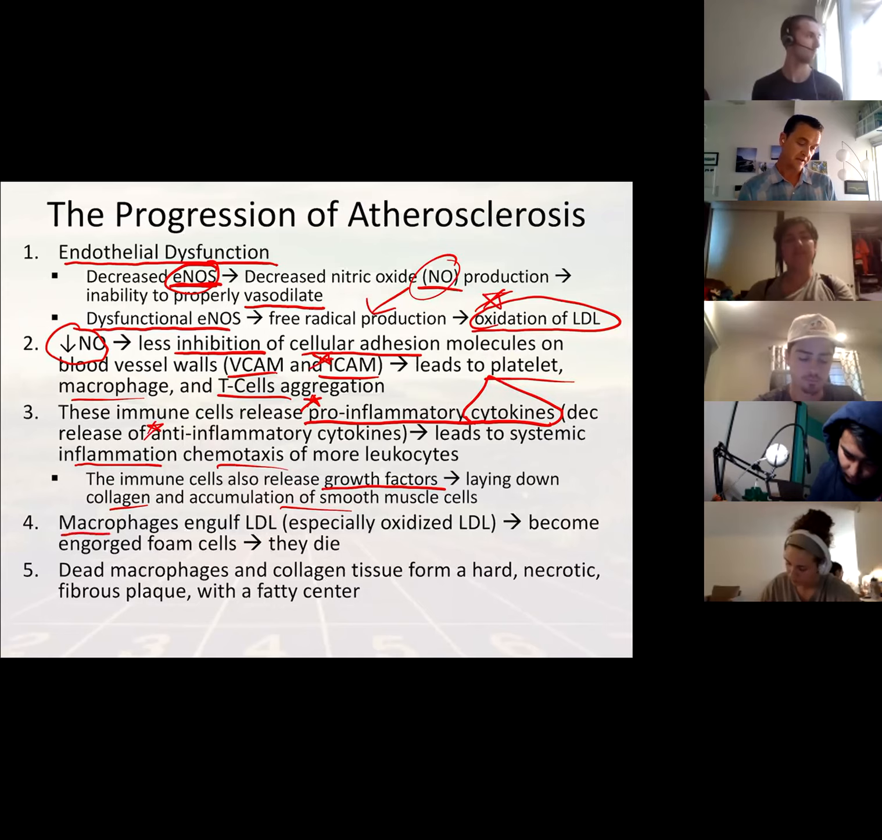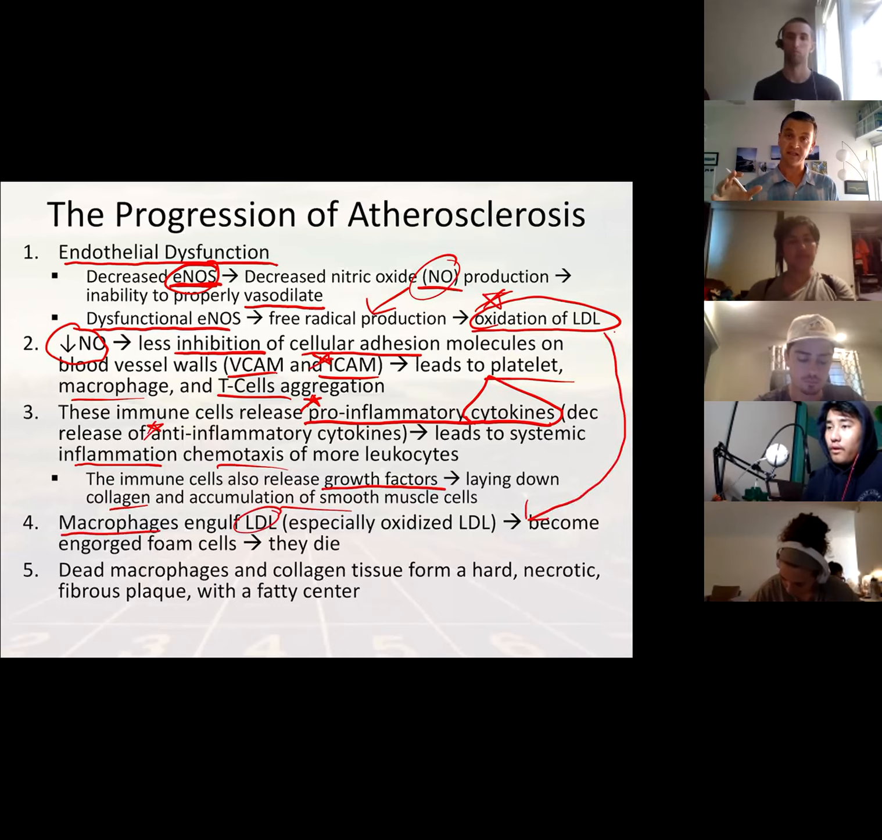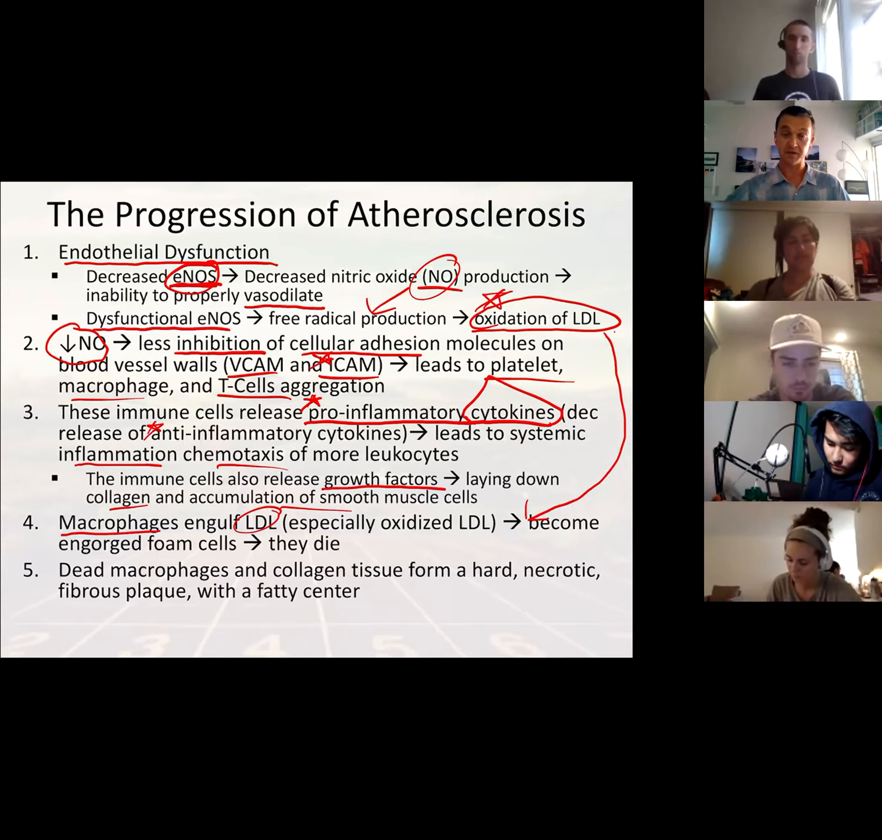Okay, the macrophages that are there engulf that oxidized LDL, so that takes us back to that one. That oxidized LDL, the macrophages love it. They just eat it up like crazy, but the problem is they eat so much of it that they get completely engorged. They become something called foam cells, just these big cells full of fat, and they die. And so we have these dead macrophages full of fat right there in the blood vessel.